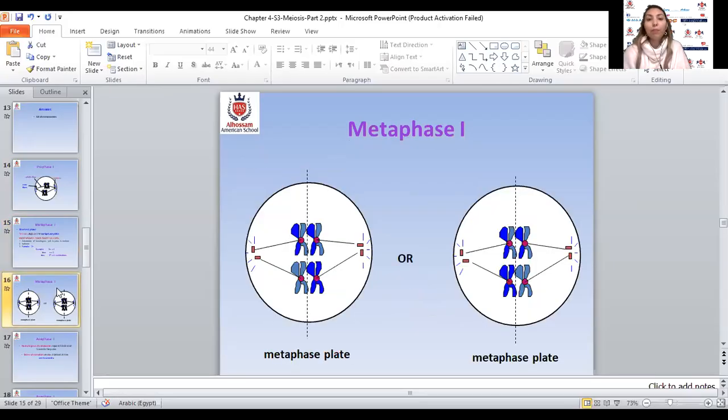And here is the picture for metaphase 1. Here the homologous chromosomes line up at the equator of the cell, and it's called the metaphase plate. Maybe arranged this way, or maybe arranged this way. You can see here these chromosomes in faint blue, and here in dark blue. So we have variation in the arrangement of chromosomes.